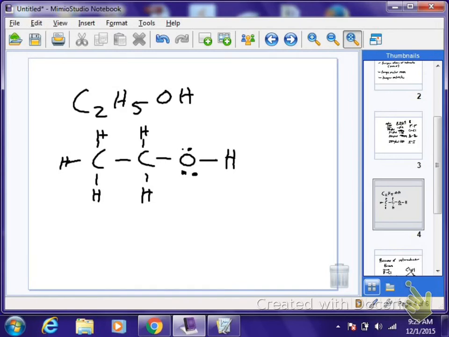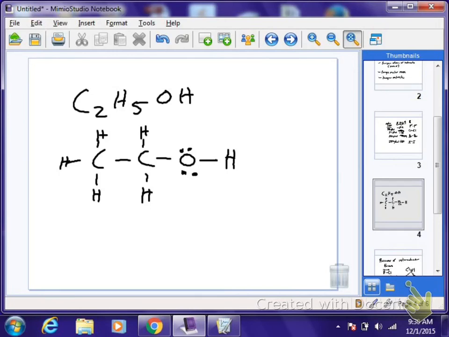Okay. So what basically you're going to do is you're going to have a carbon chain of 2, 3, 4, 5, 6 carbons long. They'll be all in a row. And then the hydrogens all surround them. If you have an OH, it goes off the end. And it goes off the end like that.